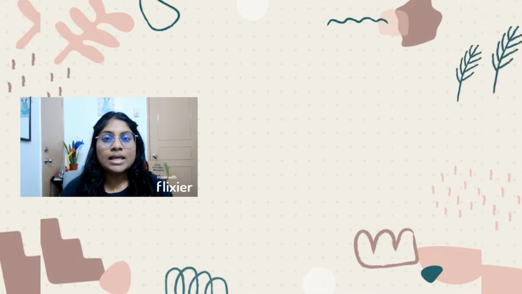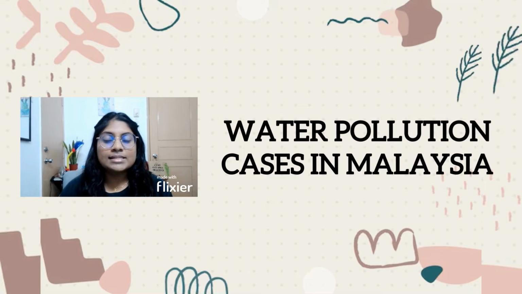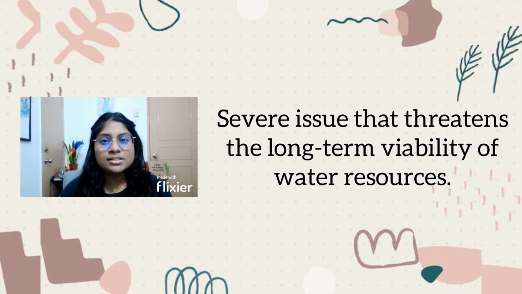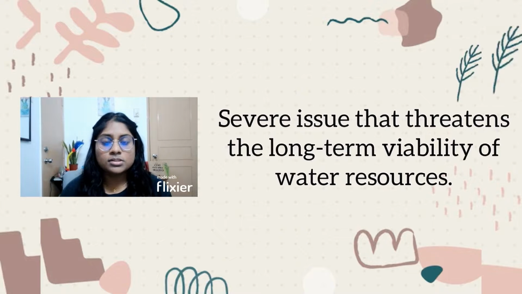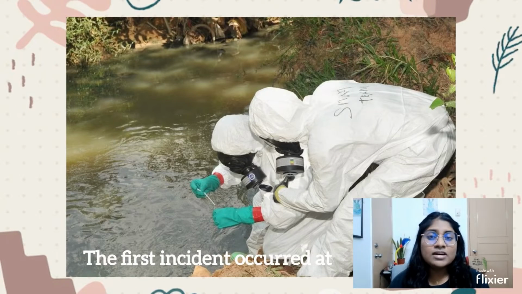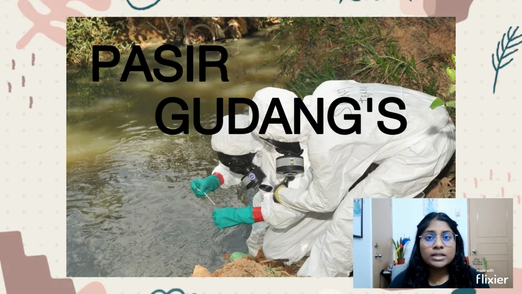For this part, we'll examine some of the water pollution cases that occurred in Malaysia. Water pollution is a severe issue that threatens the long-term viability of water resources. It has an impact on the health of the population, the economy, and living things like plants and animals. The first incident occurred at Pasir Gudang's Kim River.